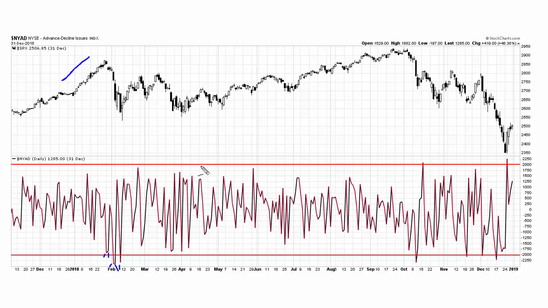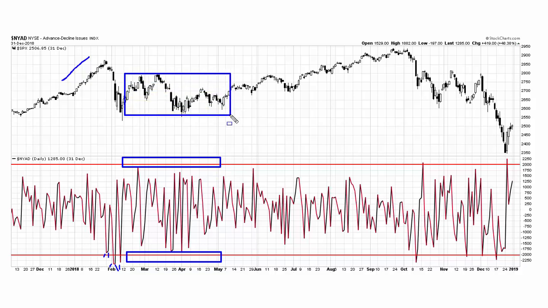Not a surprise. But then notice that the market settles in. There are no more extreme down prints over here, and there are no extreme up prints over here, which tells us that even though the market had backed off and wasn't extremely strong at that point, it probably wasn't going to keep going down, because there are no extreme prints.